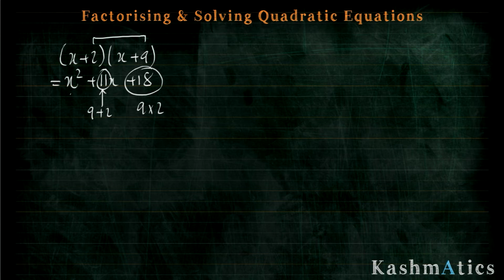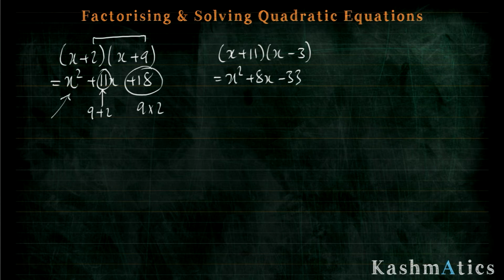And the other thing that you need to remember is this technique only works if you've got a single x squared term. If you've got 2x squared or 3x squared, that won't work. We use a slightly different method. So let me just show you once more. Imagine I had x plus 11 multiplied by x minus 3. If I expand the brackets, I would get x squared plus 8x take away 33.